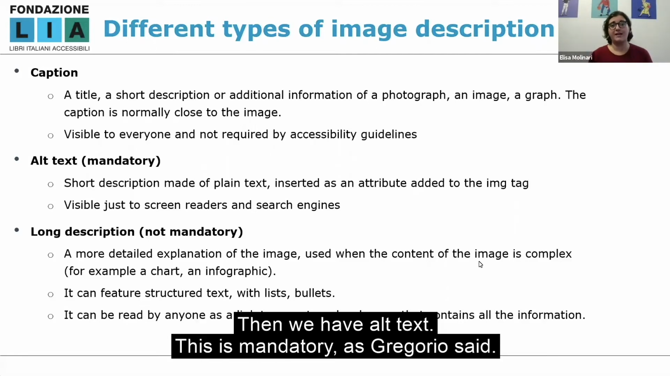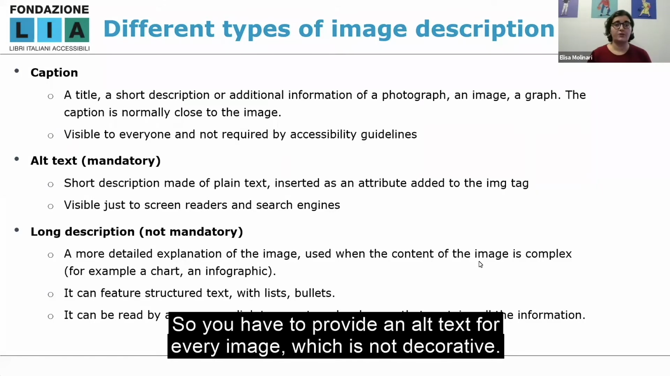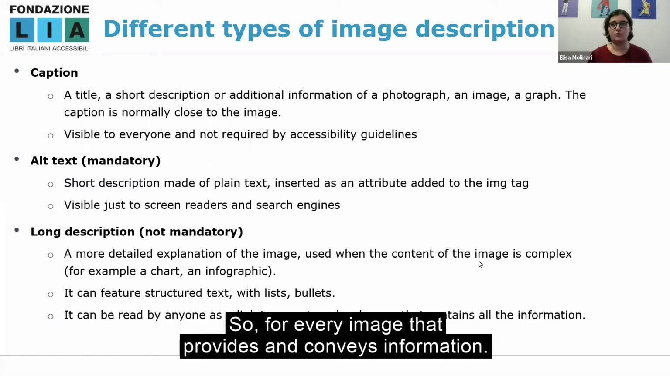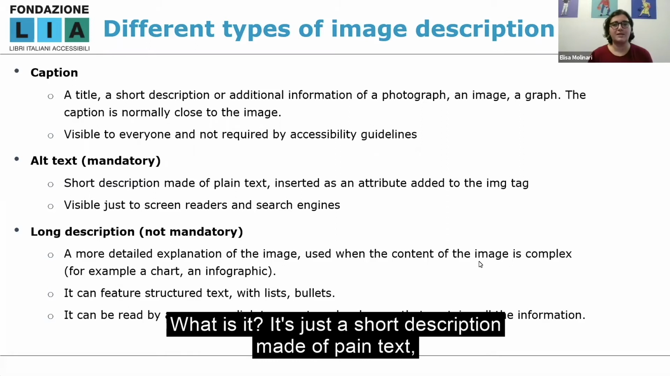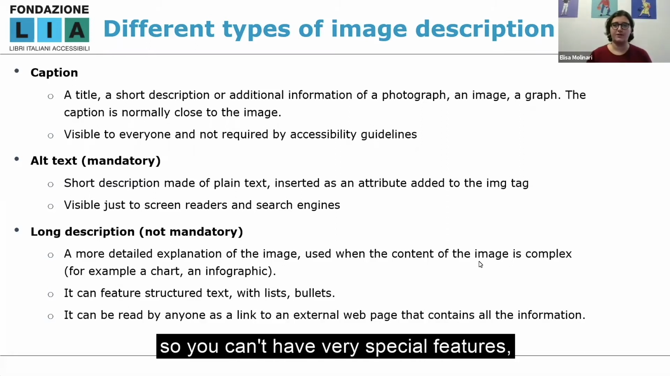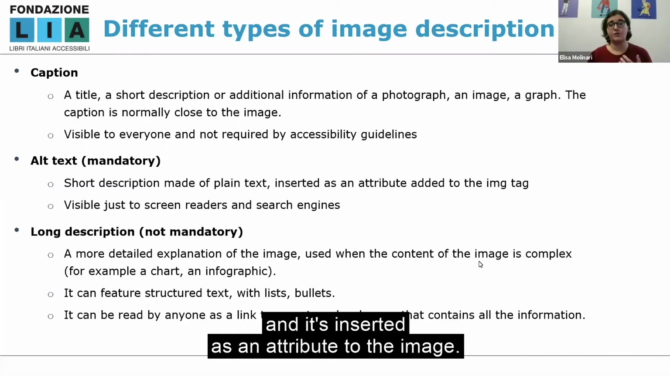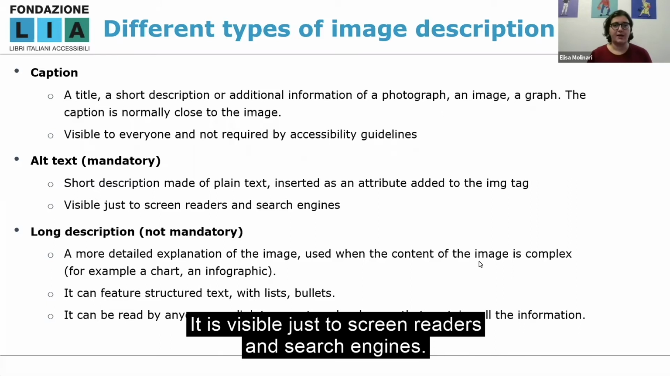Then we have an alt text. This is mandatory, as Gregorio said. So you have to provide an alt text for every image which is not decorative, so for every image which provides and conveys information. What is it? It's just a short description made of plain text, so you can't have very special features, and it's inserted as an attribute to the image. Is it visible just to screen readers and search engines?